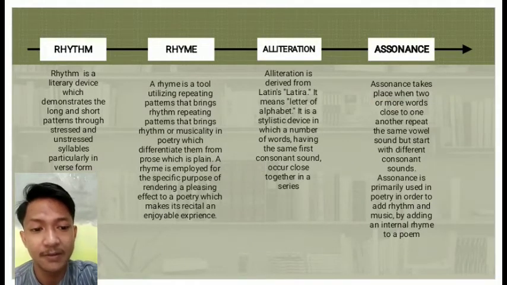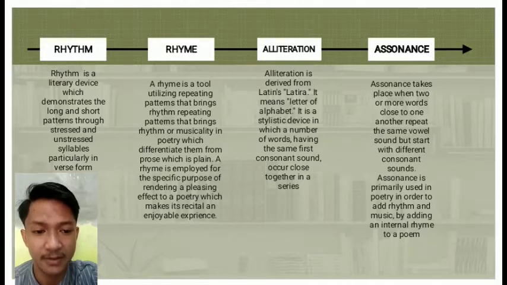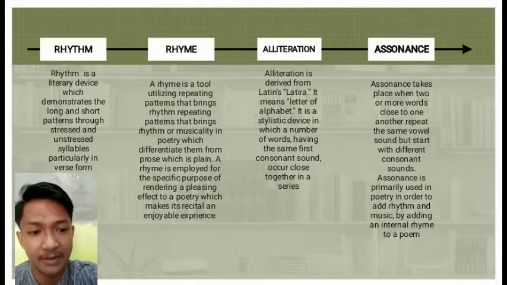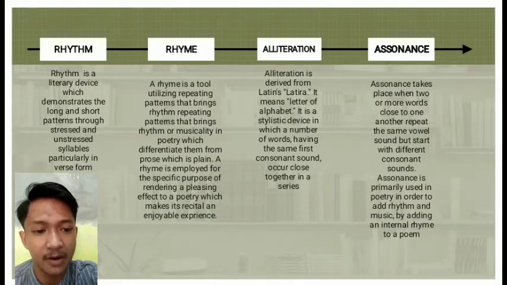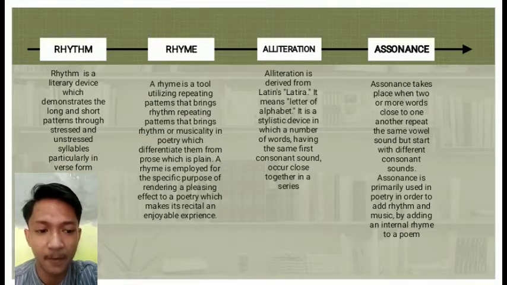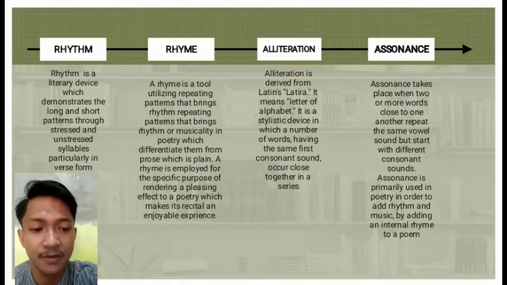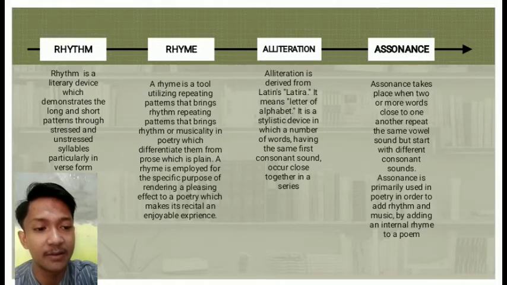Rhythm. Rhythm is a literary device which demonstrates the long and short patterns through stressed and unstressed syllables, particularly in verse form. The second is rhyme. Rhyme is a tool utilizing repeating patterns that brings rhythm or musicality in poetry, which differentiates it from prose, which is plain. A rhyme is employed for the specific purpose of rendering a pleasing effect to a poem, which makes its recital an enjoyable experience.